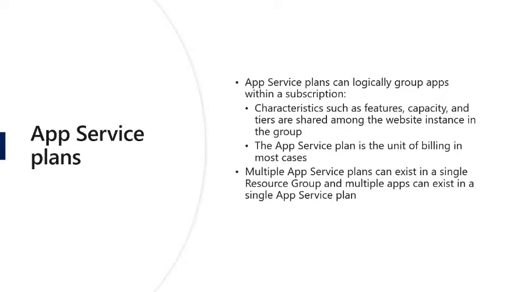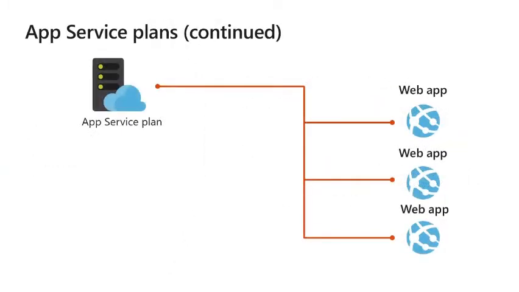Multiple app service plans can exist in a single resource group, and multiple apps can exist in a single app service plan. So you understand it in detail in this one. So you have an app service plan which contains multiple web apps.